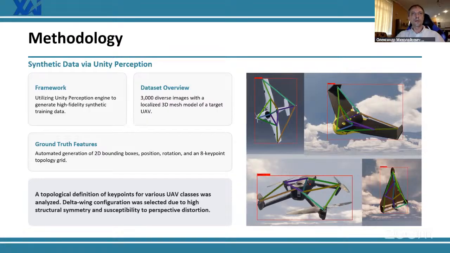To overcome data scarcity, we used the Unity Perception framework. We generated 3000 high resolution images. The simulation automatically labeled each frame with precise coordinates, bounding boxes, and 8 key points structural topology. To bridge the gap between simulation and reality, we implemented strict domain randomization, constantly varying lighting, cloud cover, camera noise, background, and others. Examples of key point distribution topologies for different UAVs can be seen on the right side of this slide. Next slide, please.